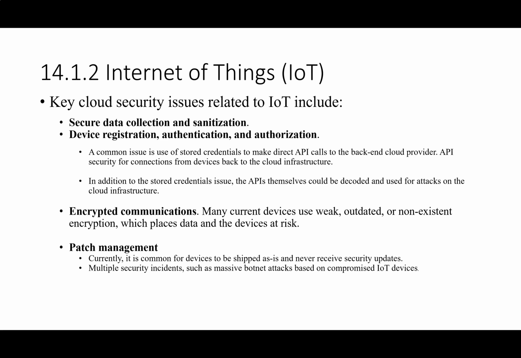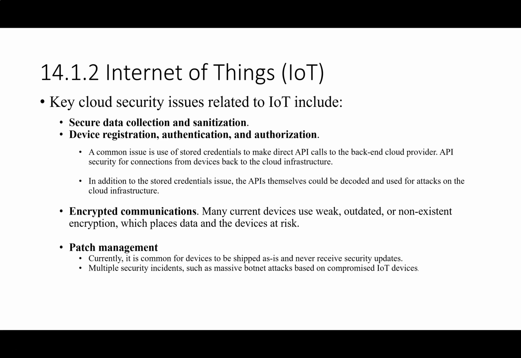That thereby makes the API a potential security hole. Encrypting communications is critical. A lot of IoT devices either don't use encryption, or they use weak or outdated encryption. And of course, the lack of encryption or the reduction in the capability of the encryption is a potential security hole as well. Patch management.